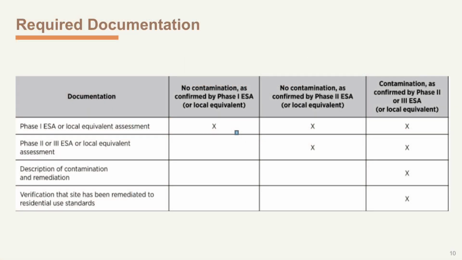So this shows the required documentation for no contamination with Phase 1, no contamination with Phase 2, and contamination with Phase 2 or 3. They have the Phase 1 or local equivalent assessment, Phase 2 or 3 or local equivalent assessment, and a description of contamination and remediation, and verification that the site has been remediated to residential use standards.